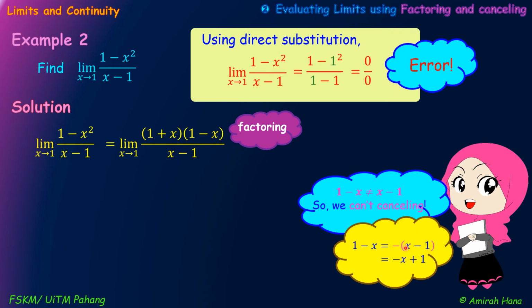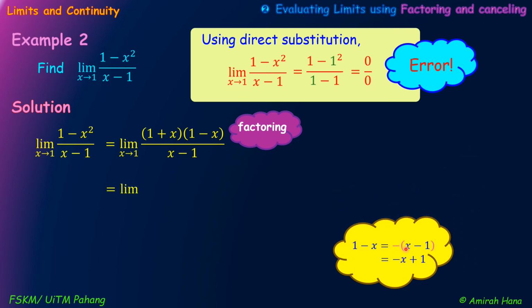Let's try to expand to check whether both sides are equal. We expand the negative 1: we multiply negative 1 and x, so we get negative x. Negative times negative 1 equals positive 1. So we get negative x plus 1, which is equivalent to 1 minus x. So in this case, we need to write the factor 1 minus x in this form.